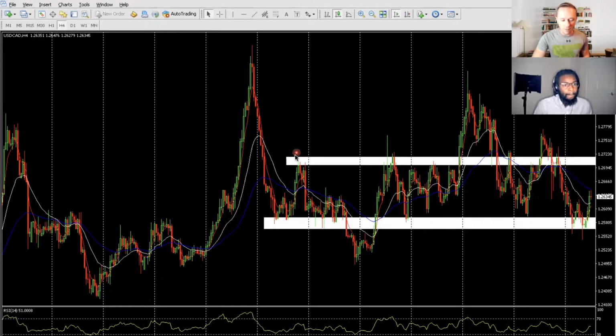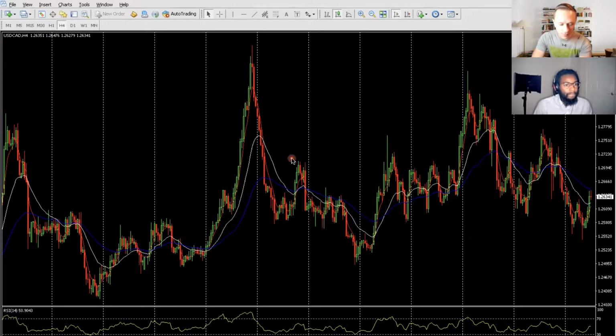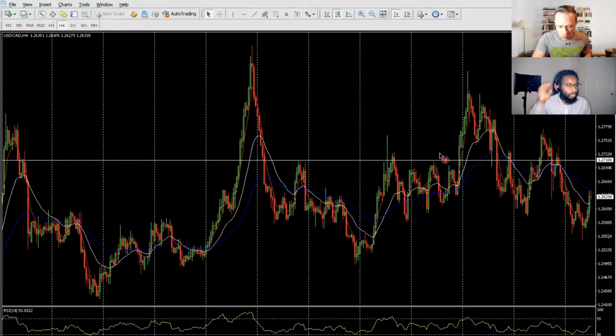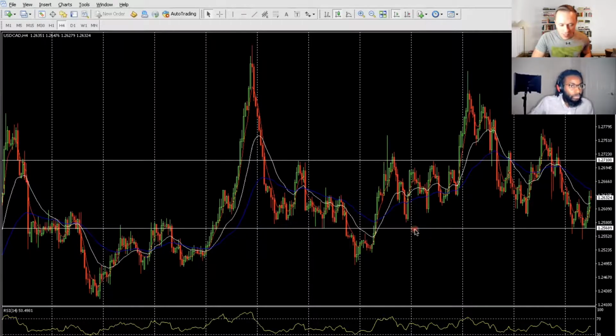Now, you might see a lot of people, rather than using these boxes or rectangle tools that I use, they might draw a line like this. Just a simple little horizontal line on the chart. So the reason I don't like these horizontal lines is because then you're leaving out the potential for a fake out. You know, we've talked about this in previous videos.